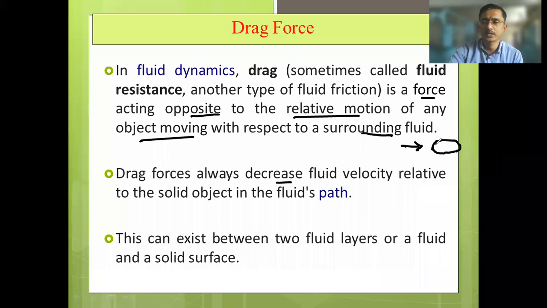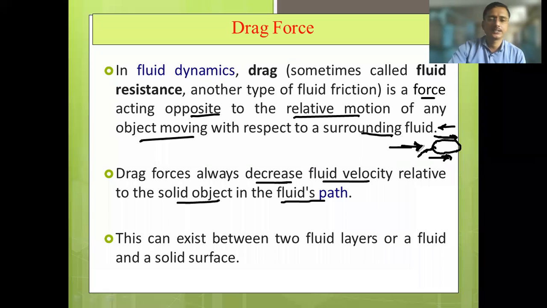If an object is moving in this direction and it gets resistance from this side, the surrounding fluid is pushing, dragging this object in the opposite direction, so definitely its velocity is going to decrease. So that thing is mentioned here. The drag force always decreases the fluid velocity relative to the solid object in the fluid's path. This can exist between two fluid layers or a fluid and a solid surface.